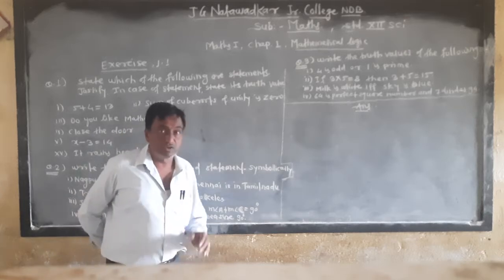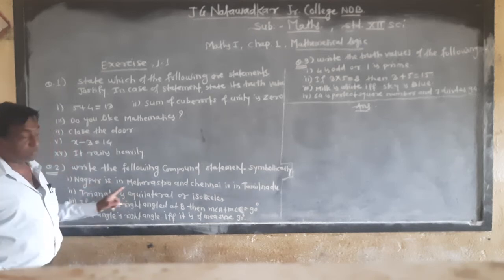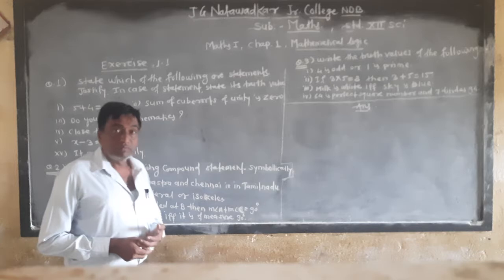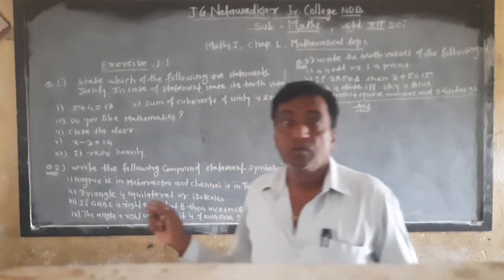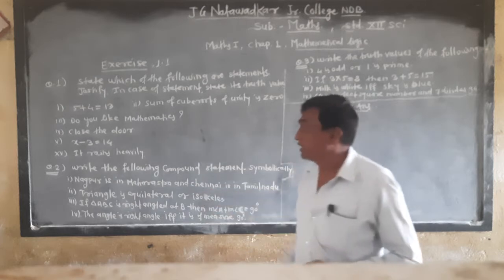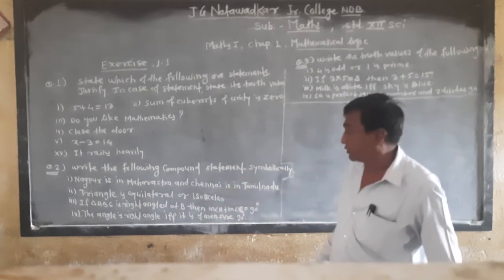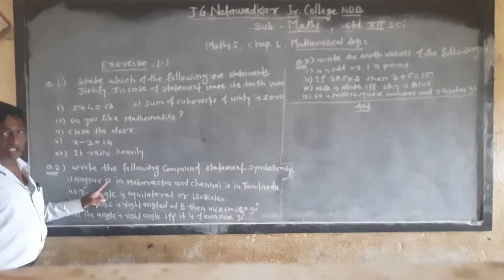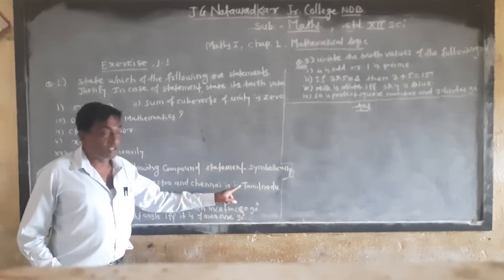So in this chapter we already have two kinds of questions. The first is when you are given the verbal form and you have to express it in symbolic form. And sometimes you are given the symbolic form and have to express it in verbal form. Now we are given the verbal form and we want to express it in symbolic form. So how do we express this? The first statement is: Nagpur is in Maharashtra and Chennai is in Tamil Nadu.